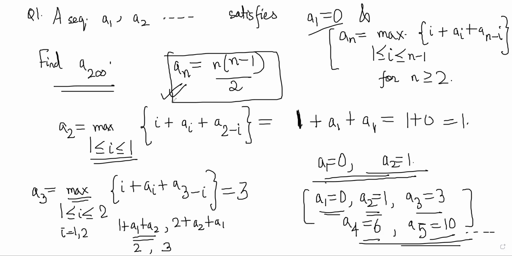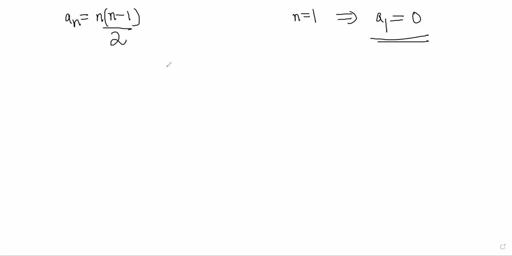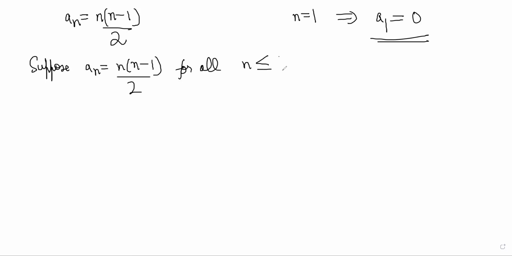And now we are going to use induction to prove this. Once we prove this, we can find the value of A200, right? Okay. So let's use the second form of induction. We are saying A_n is equal to n into n minus 1 by 2. We have to prove this statement. The base case n is equal to 1 implies A of 1 is equal to 0. That is already true, we know that. Now suppose A of n is equal to n into n minus 1 by 2 for all n less than or equal to k. So we are using the strong form of induction, right?